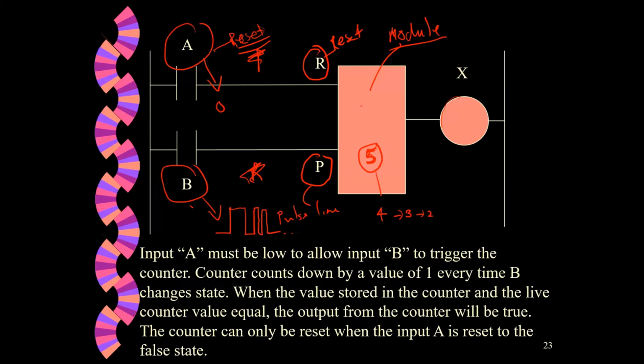When the last pulse comes and it becomes 0, from a 5, 4, 3, 2, 1, 0, the output will turn on. So the counter is counting the number of events that occur on the input trigger line, which is the B. Based on the value put in, the output will be controlled. During this countdown, this X is 0, meaning whatever is going to be controlled will not be functioning. When the counter reaches the full counted value, this becomes 1.